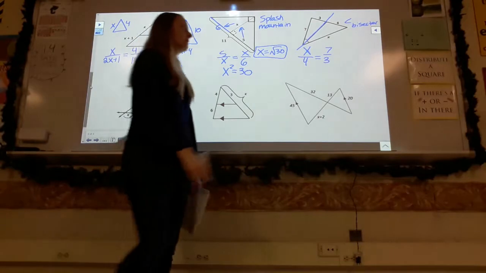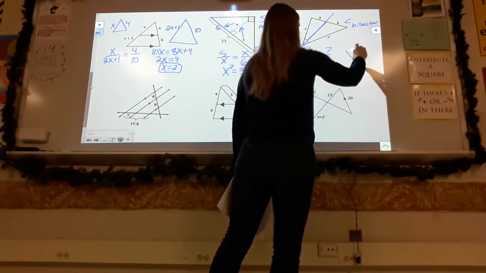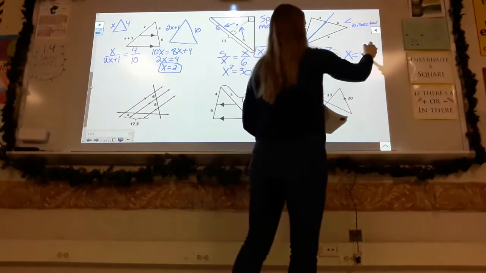Okay, cross multiply, 3x equals 28. It's probably a decimal of some sort. Yep, 9.3.